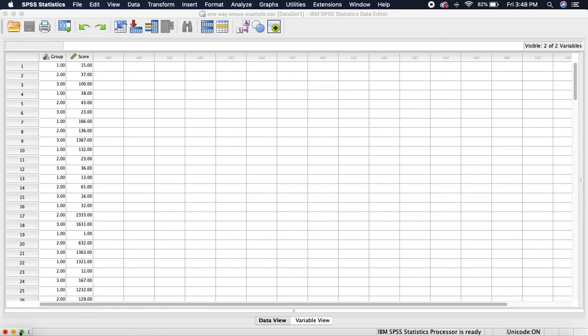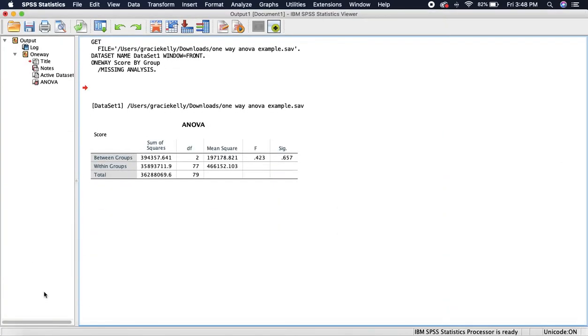Output comes up right here at the bottom. Again, SPSS is kind of funky sometimes, and it puts the output in a hidden place sometimes. So you just have to maximize it. Okay, so what we're really going to look at right here is our F statistic and our significance level right here. The significance level is actually your p-value, and that tells you whether or not there is a difference between the three groups.